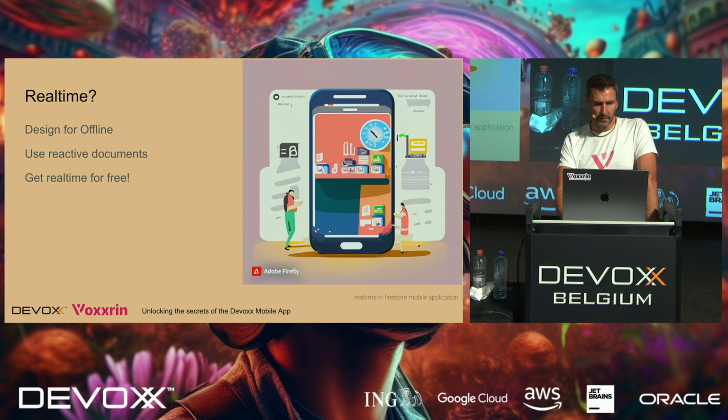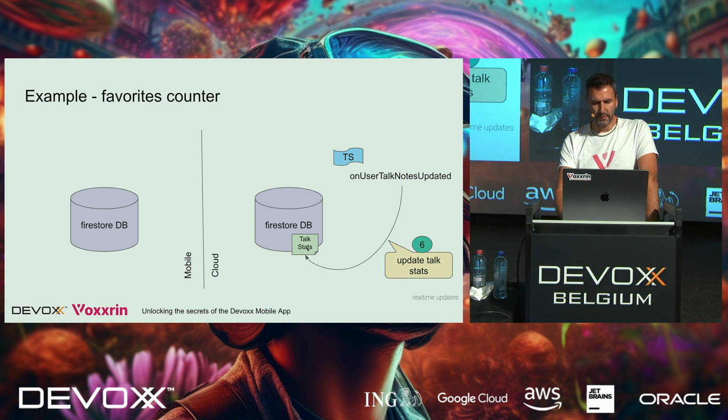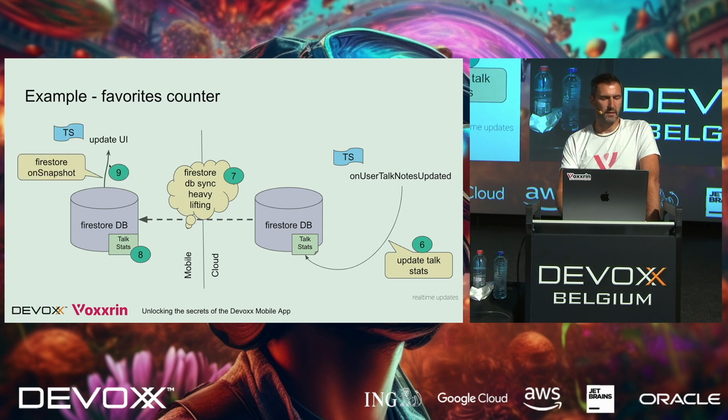Real time. The good thing is that we just designed our application for offline, and we get real time almost for free. This is all the things I already showed to get an update. When somebody updates a favorite, it goes to the database, it updates the toggle stats, and then when the toggle stats are updated, we've got the Firestore DB syncing, heavy lifting, which is pushing the update to your mobile. And once it's there on your local database on the mobile, you get an update just by subscribing to the local database.